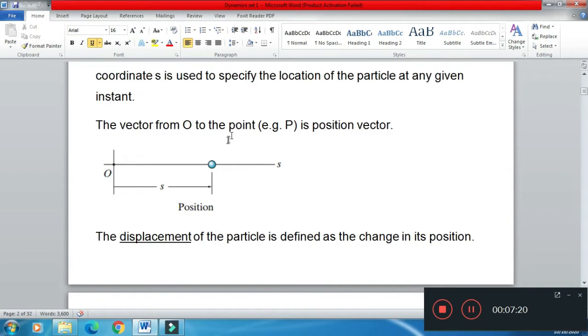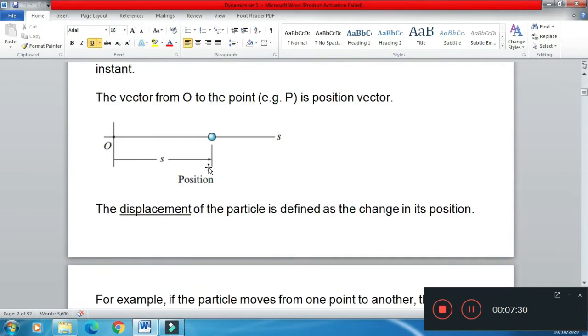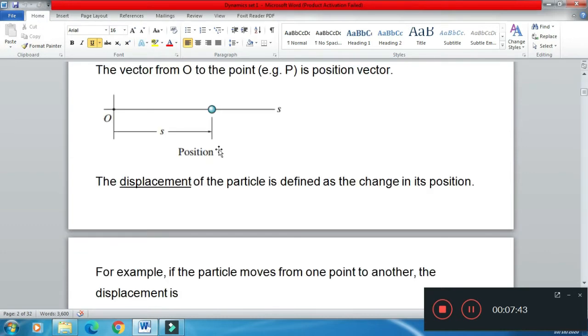Suppose the particle is located at a certain location on the coordinate axis. The position is suppose P. If we want to determine the position vector, if we want to draw a vector for the position, then we will draw an arrow from O to location P. This will be the position vector.